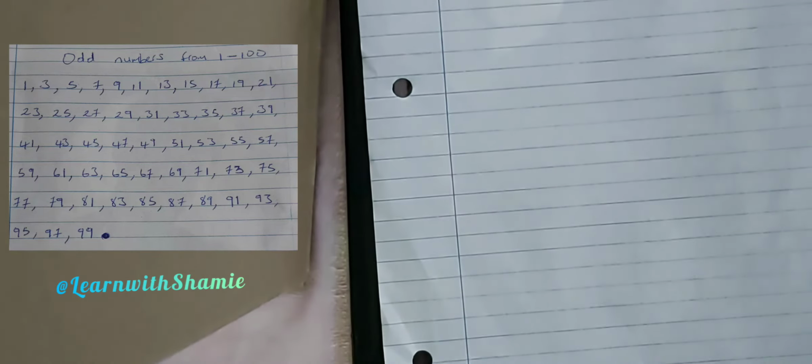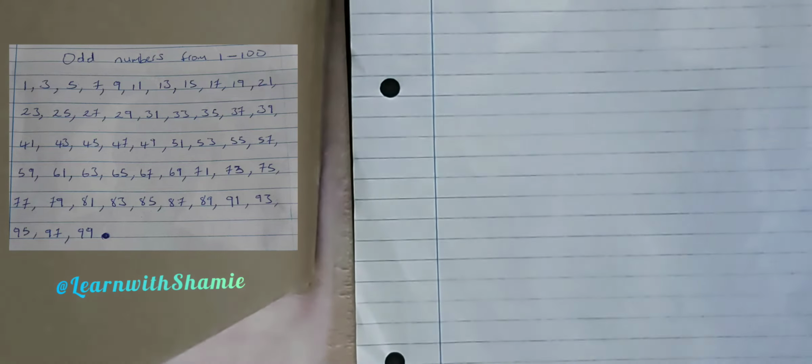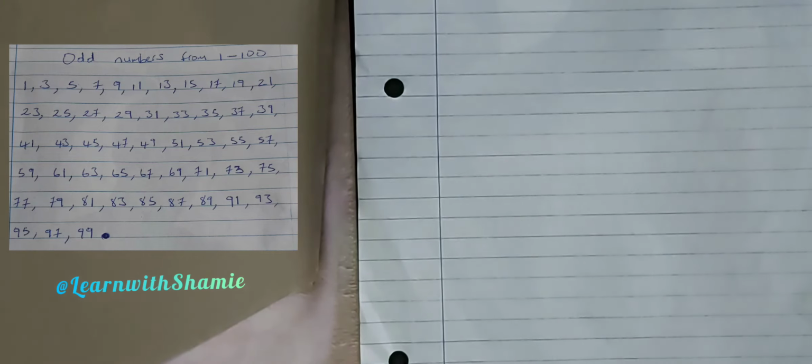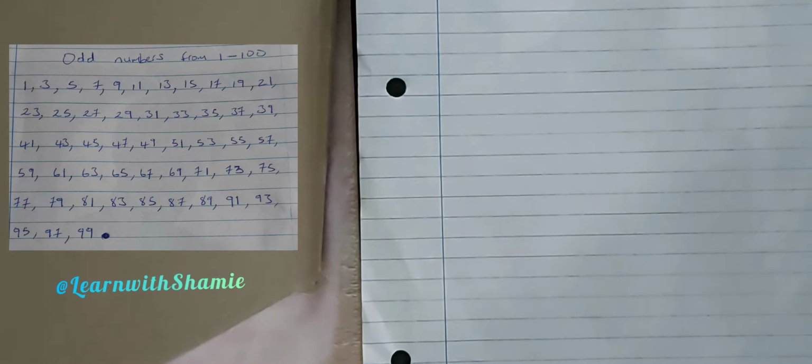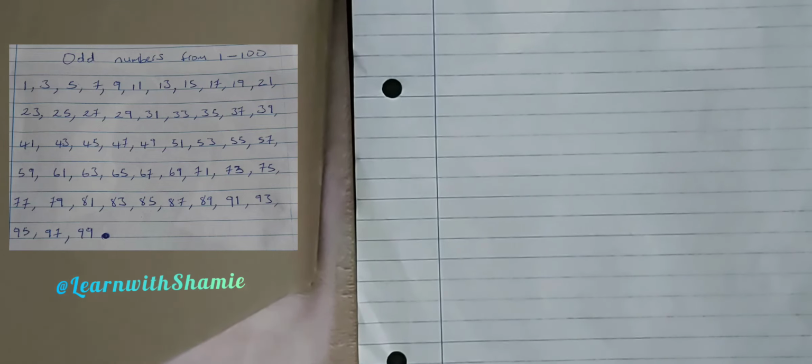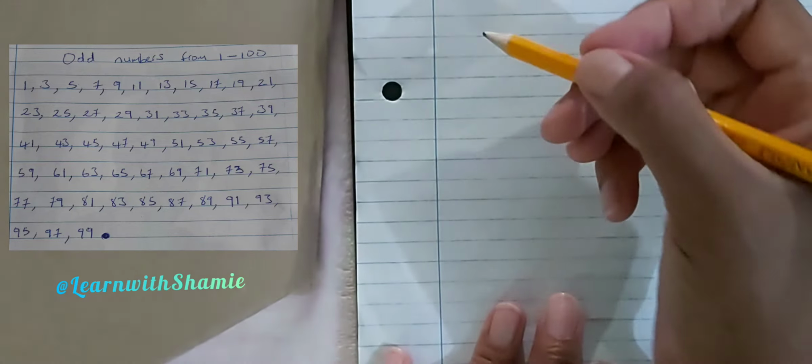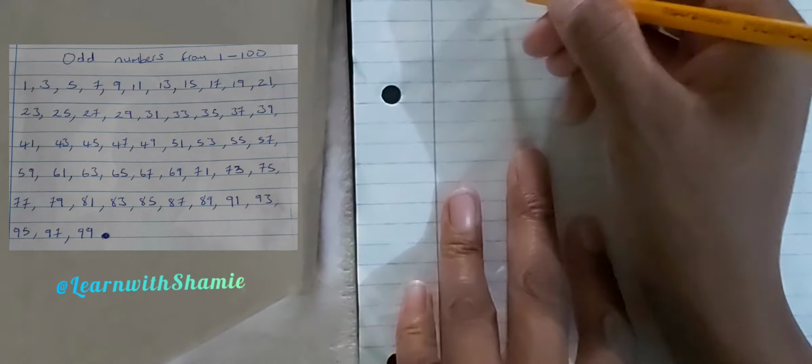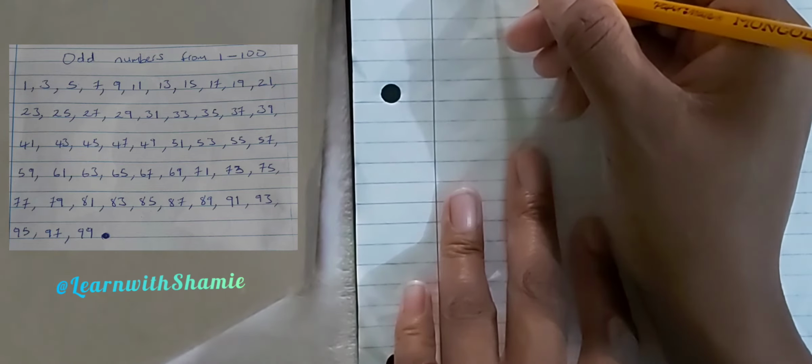The final thing we're going to learn about odd numbers today is that the sum of an odd set of odd numbers is always odd. Let me show you an example of that.